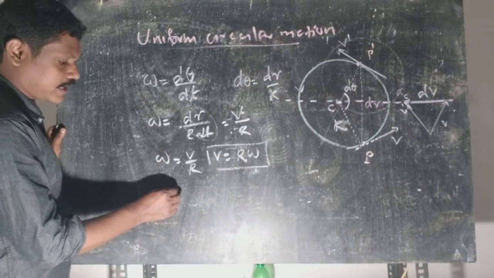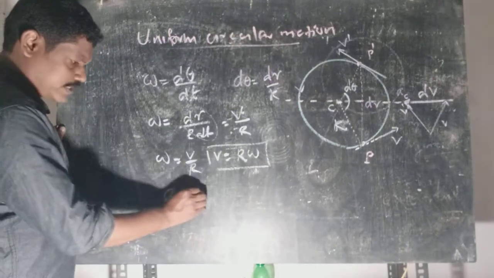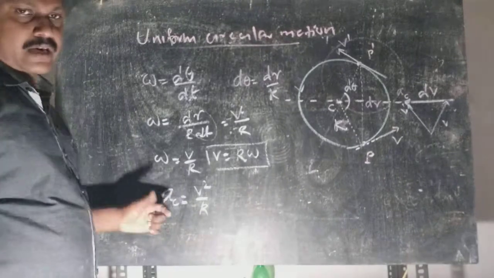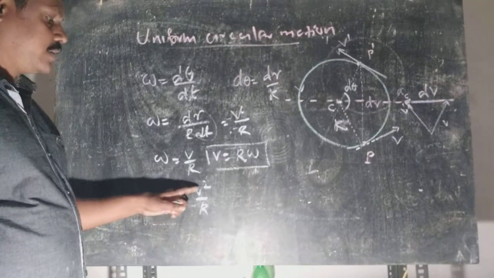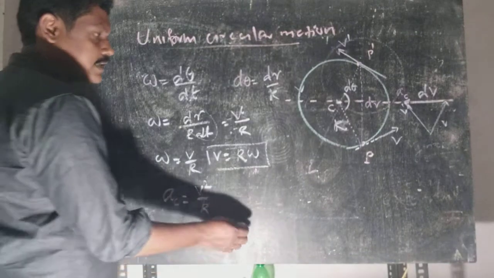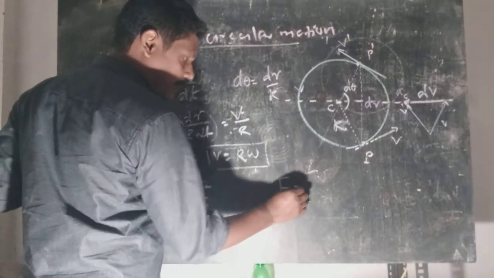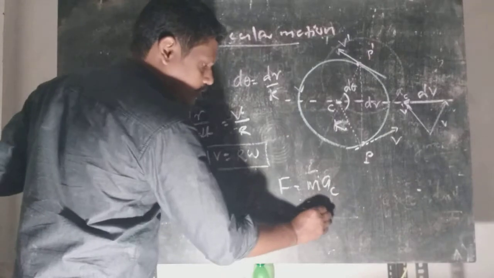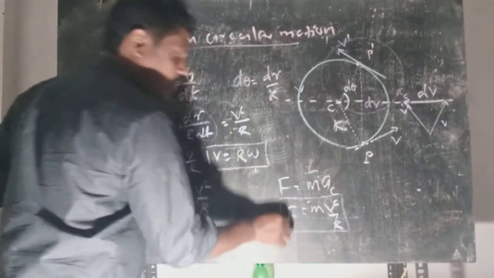Similarly, we can write the acceleration as v square by r. Again, we are finding that relation related to linear acceleration, as acceleration equal to v square by r. In this manner, we can find the acceleration. See, here the force is F equal to m into acceleration, that is m into v square by r. F equal to m v square by r.